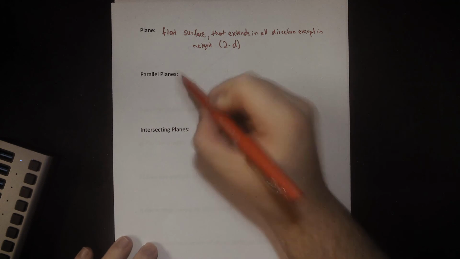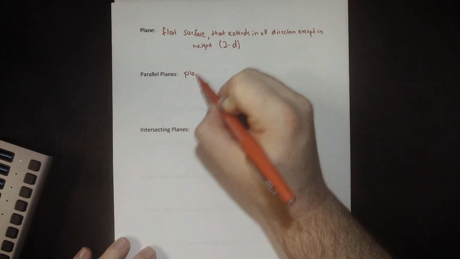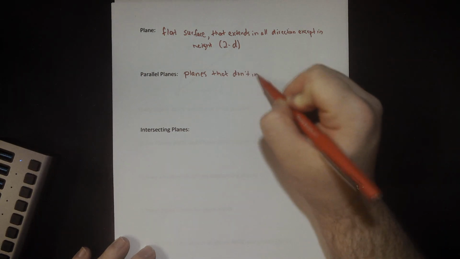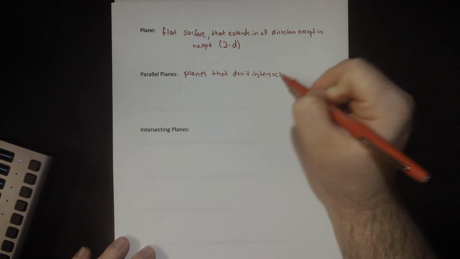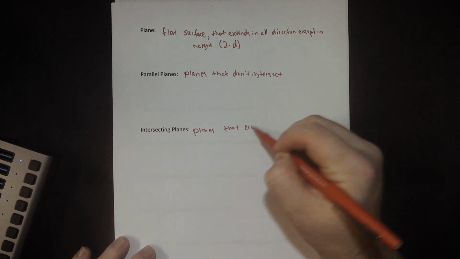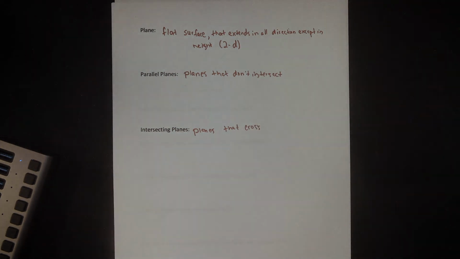Parallel planes would then be planes that don't intersect. And of course, intersecting planes would be planes that cross. You can have perpendicular planes. You can have them crossing at right angles. You cannot have skew planes. That is impossible. I guess technically speaking, you could have it in fourth dimensions, but we can't see fourth dimensions, and we're not going to go into that kind of tangent. So that's my last of my definitions here.